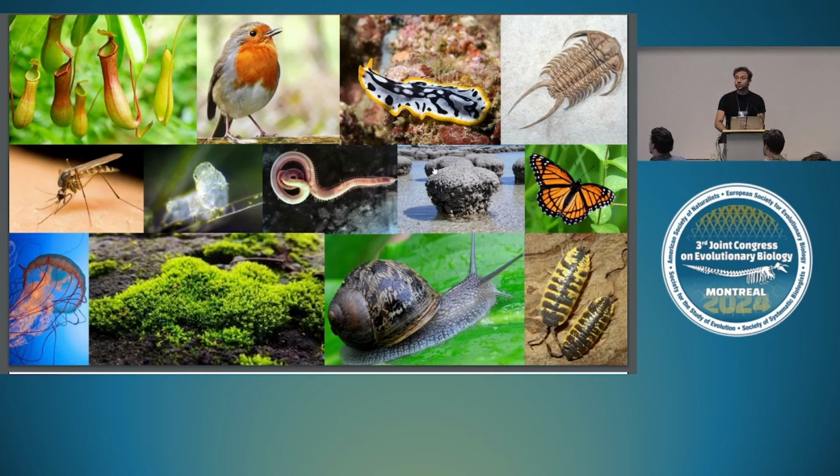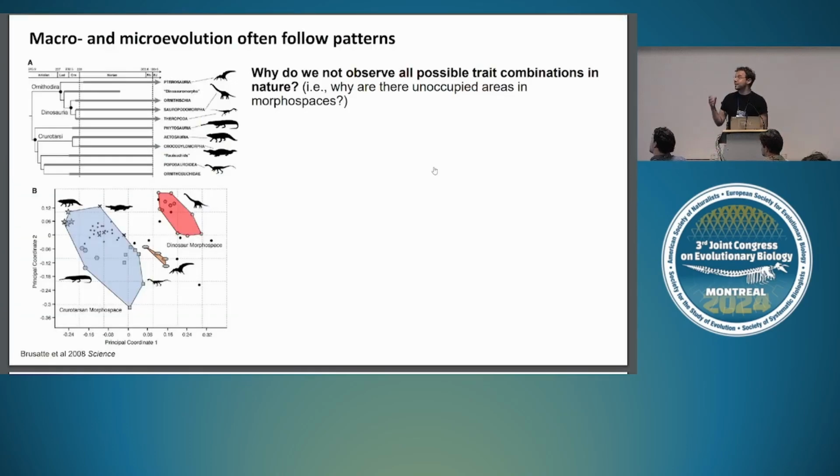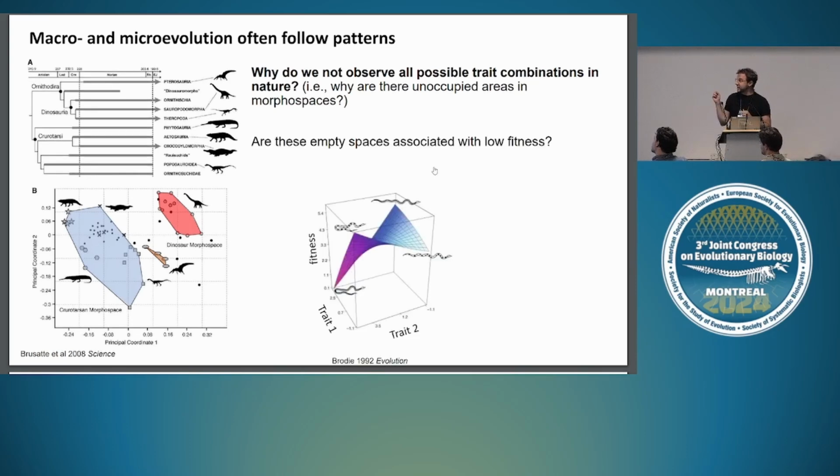But that's of course not true, because both macro and microevolution often follow distinguished patterns. We can see this here in these morphospaces, where even though, in this example, reptiles have been around for a very long time and they occupy a large component of this morphospace, they don't move into all of those spaces. And that has been recognized for a very long time. It has been argued that maybe those empty spaces are just associated with low fitness, and that means that selection removes any species or genotype that dares to move into those spaces.